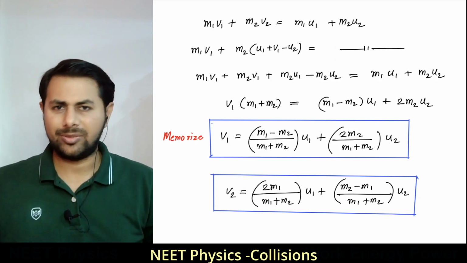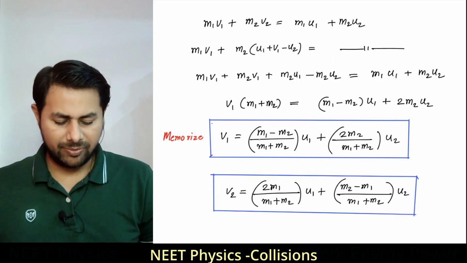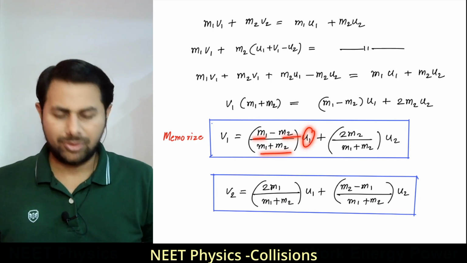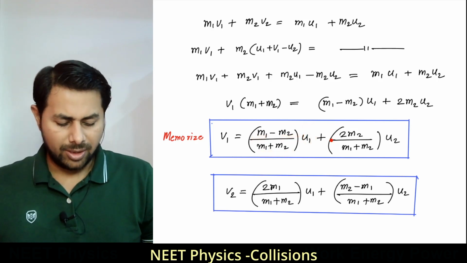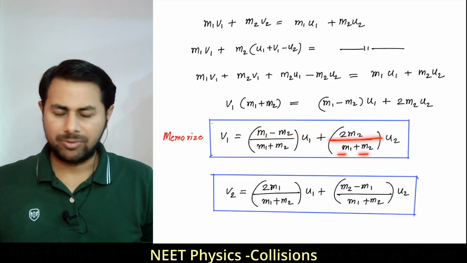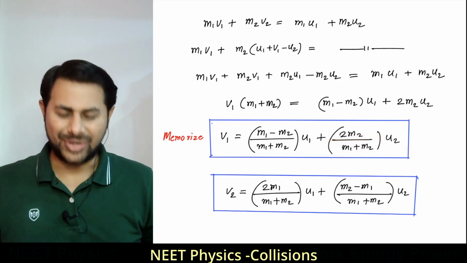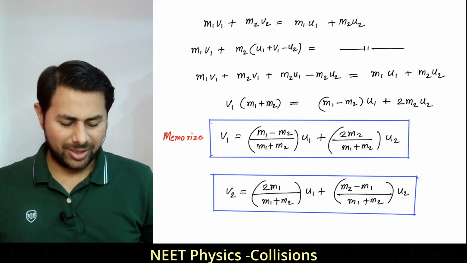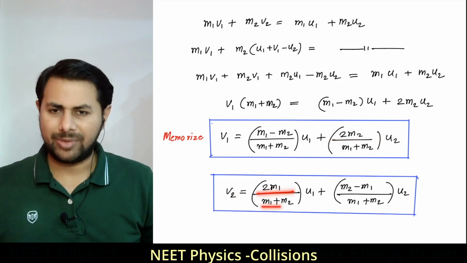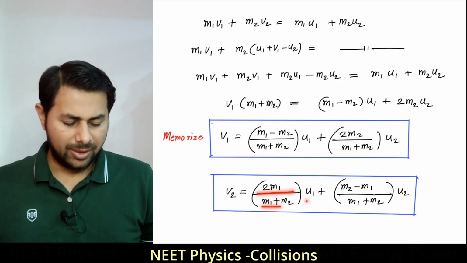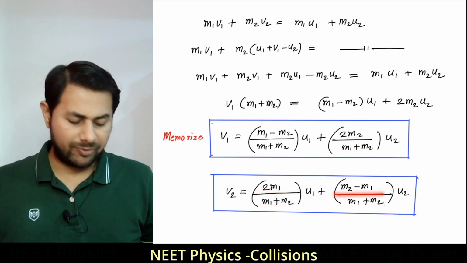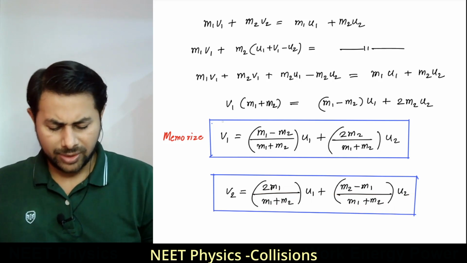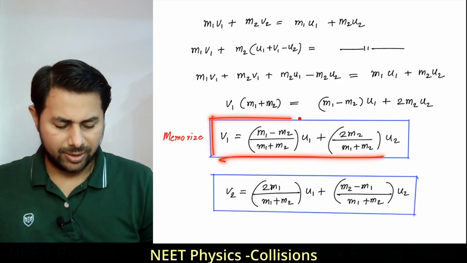The velocity of first body after collision. It's equal to (m1 minus m2) divided by (m1 plus m2) times u1 plus 2m2 divided by (m1 plus m2) times u2. And v2, the velocity of the second body, is equal to 2m1 divided by (m1 plus m2) times u1 plus (m2 minus m1) upon (m1 plus m2) times u2. Now these two formulae you need to remember.